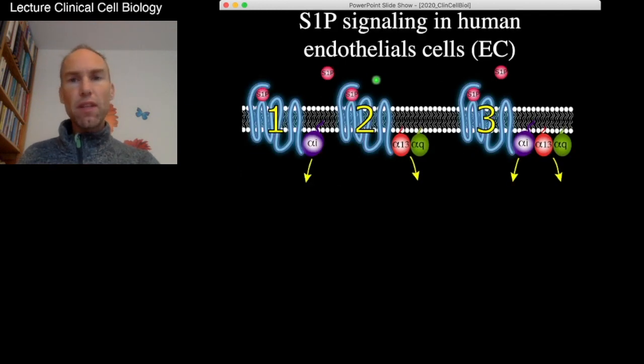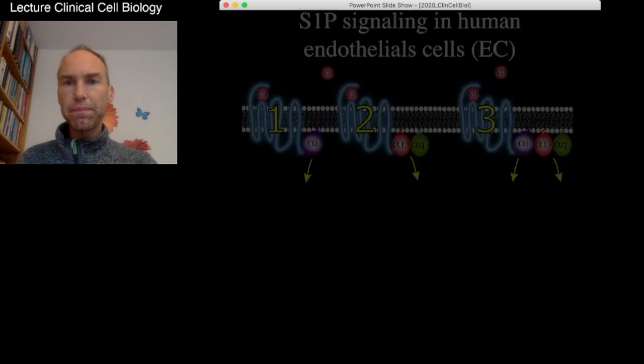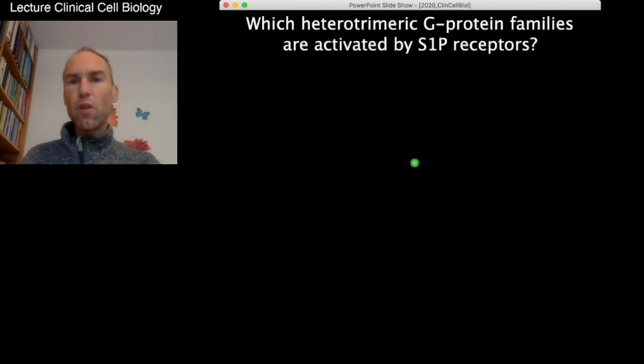Now we were interested in this compound, sphingosine 1-phosphate, because it strengthens the barrier, so it has the opposite effect as thrombin. And the question was really, what kind of heterotrimeric G proteins are activated by sphingosine 1-phosphate? This was a complicated question because there are multiple GPCRs that can bind sphingosine 1-phosphate and trigger downstream signaling. So here again the question: which heterotrimeric G protein families are activated by sphingosine 1-phosphate receptors?